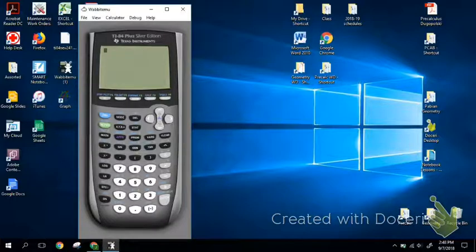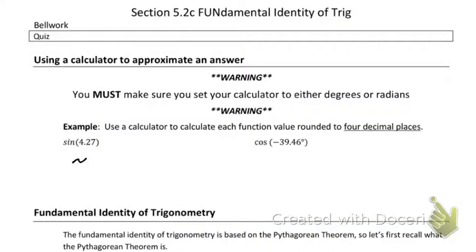All right, then you're going to hit sine. Sine, cosine, tangent are right here, so we're going to hit sine. It should open parentheses for me. And then I think it was 4.27. I generally close the parentheses. You don't really have to if you're not doing work inside there. And you're going to go ahead and hit enter. It says round to 4 decimal places, so your answer will be negative 0.9037.